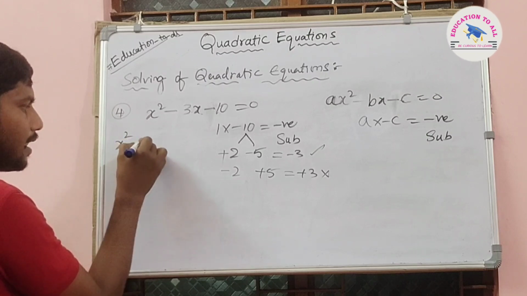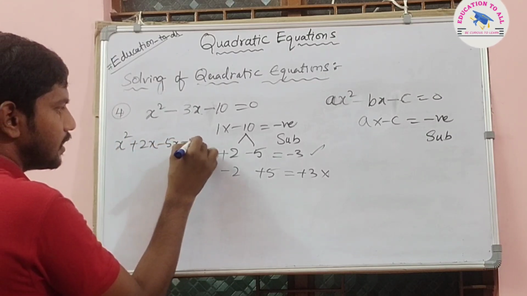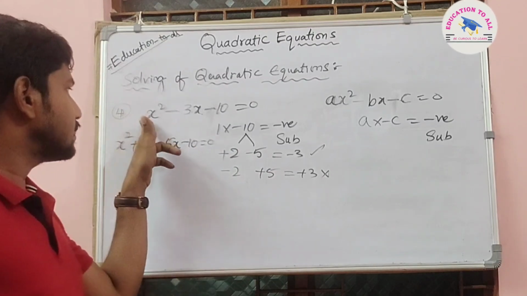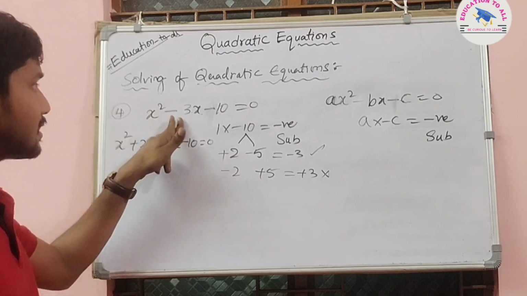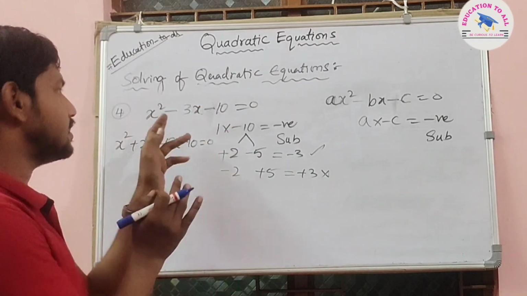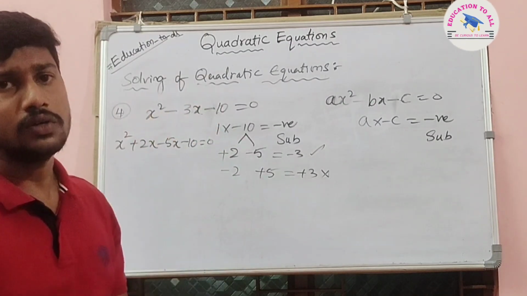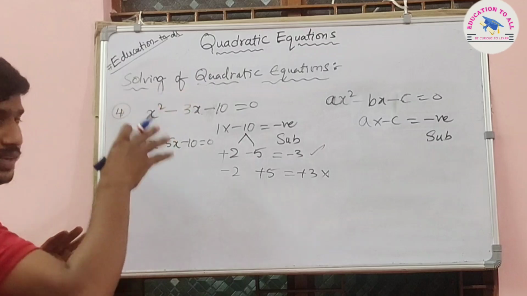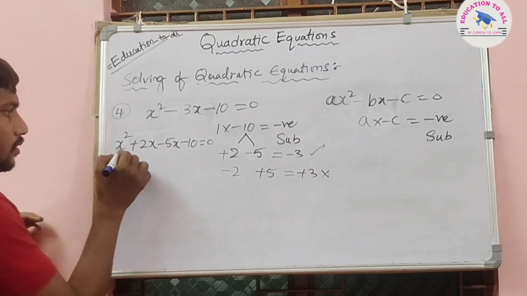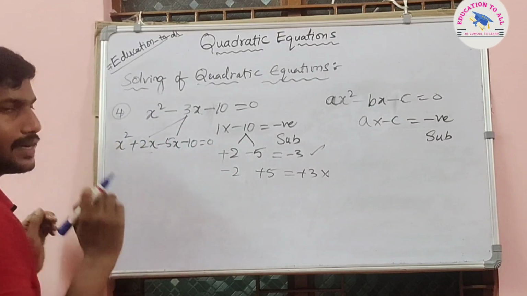x square plus 2x minus 5x minus 10 equal to 0. Before, in the previous example, what we considered was x square plus 3x minus 10 equal to 0. The same example I have taken with different signs: x square minus 3x minus 10 equal to 0. So what is the change we will get? At last I will conclude. So listen carefully. In these two terms, I am splitting the minus 3 as plus 2 minus 5.